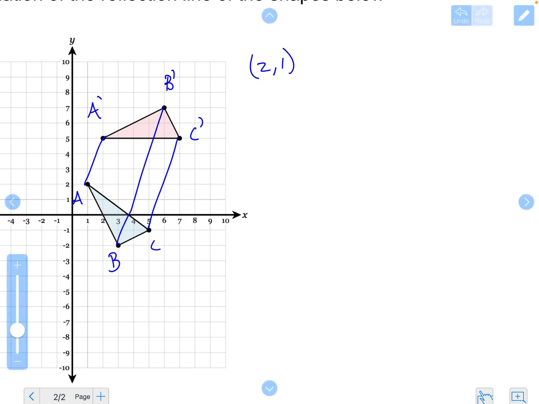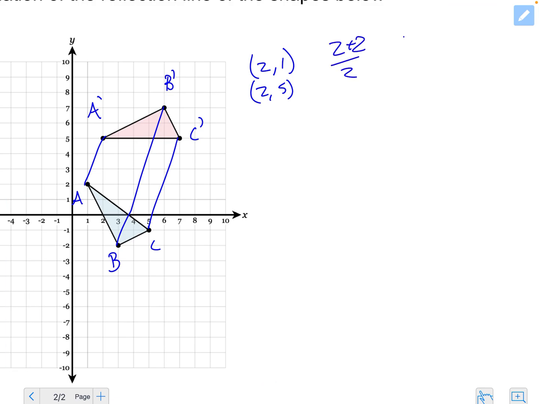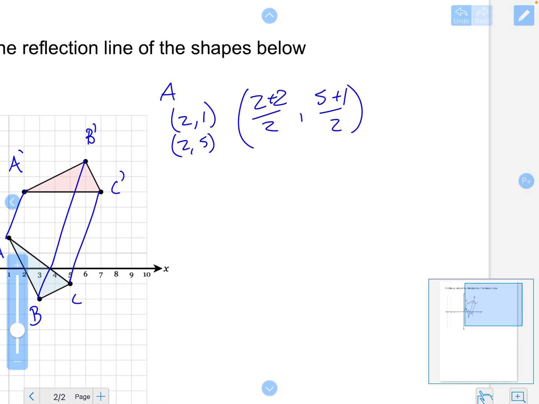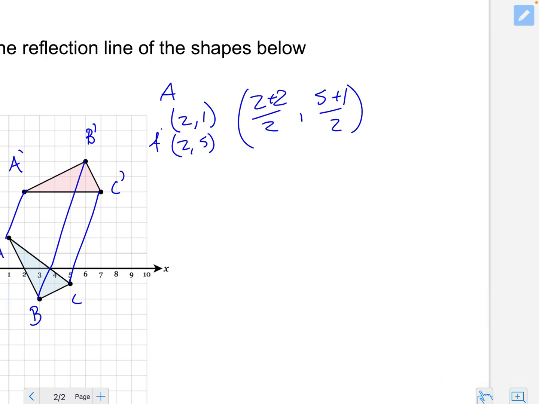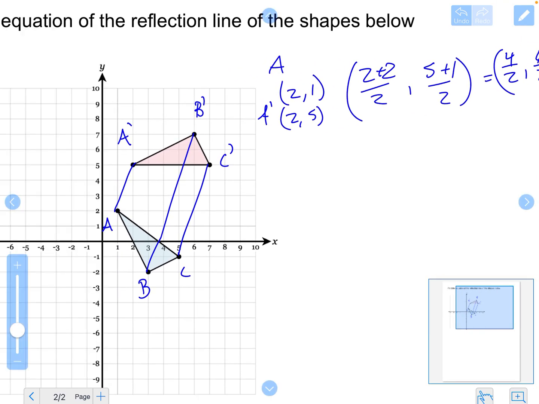A prime is 2, 5. So 2 plus 2 over 2, 5 plus 1 over 2. So these are my A points. And then A prime. So we get 4 over 2, 6 over 2, which should become 2, 3. Should be my midpoint. 2, 3. Nope, something went wrong there.